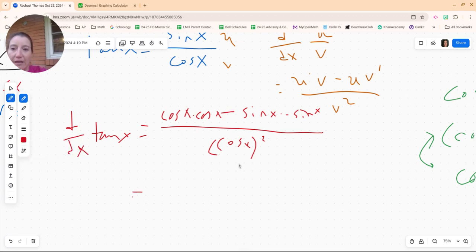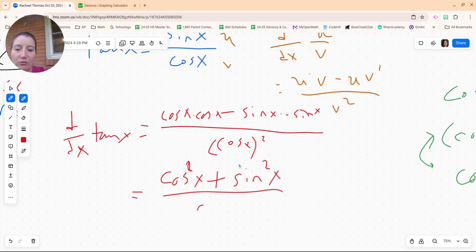I'm not doing any more calculus, I'm just going to do some algebra here. So this turns into cosine squared, and I know that negative times negative is positive, so cosine squared plus sine squared divided by cosine squared. Okay, and you remember from pre-calc or algebra 2, whenever you learned this, sine squared plus cosine squared is 1.